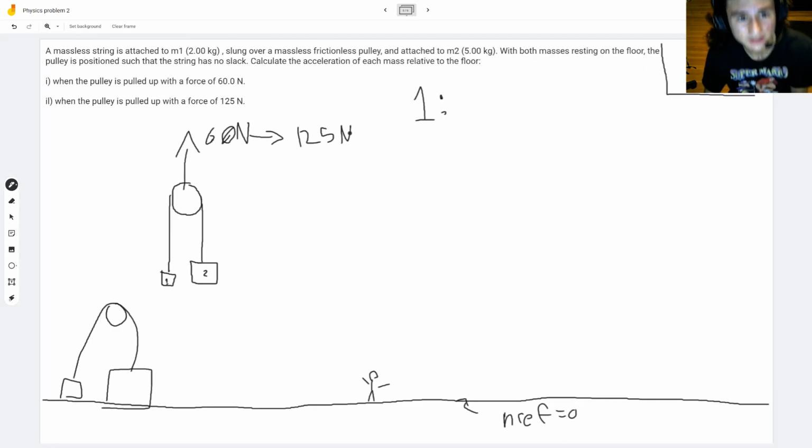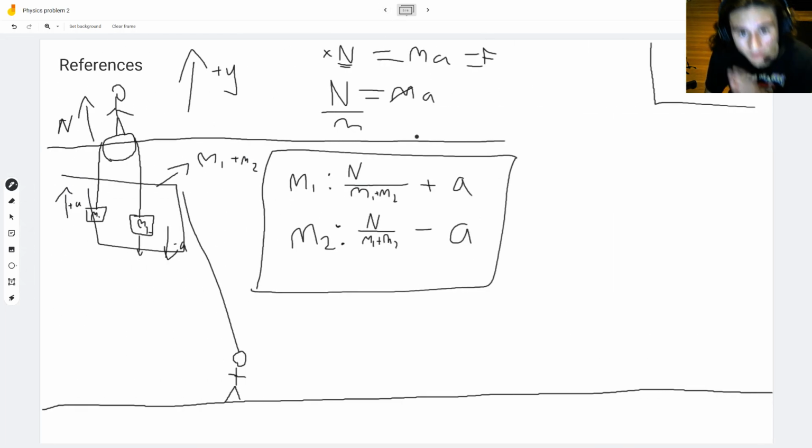So for simplicity, I'm going to add together m1 and m2. We know that m1 is 2 kilograms and m2 is 5 kilograms. So instead of saying m1 plus m2, I'm just going to add them together and say 7. So this is a force upwards divided by 7, which represents the acceleration of the entire pulley system going upwards.